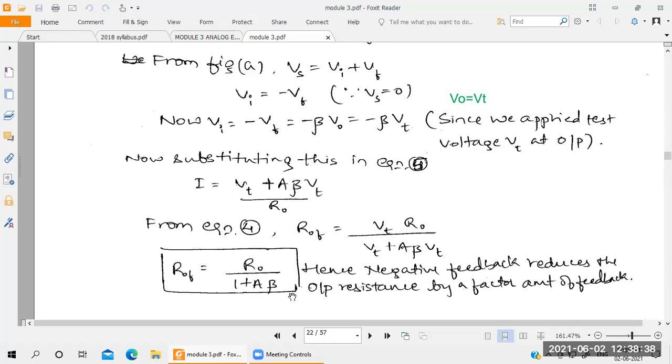So the output resistance with feedback is R naught divided by 1 plus A beta. Understood? Here, negative feedback reduces the output resistance by the factor of the amount of feedback. Output resistance is now reduced with the help of the feedback gain. That is the meaning of the derivation here.